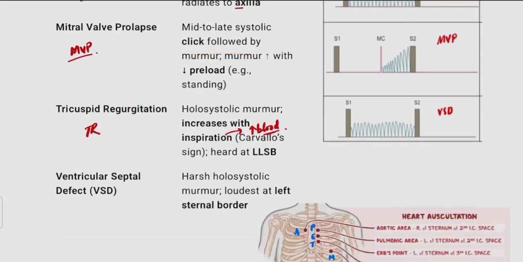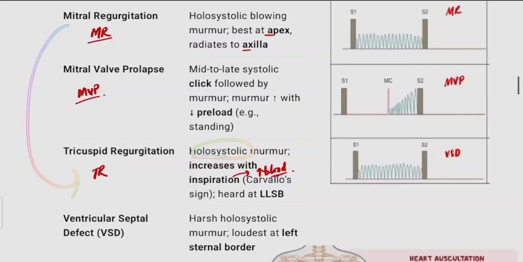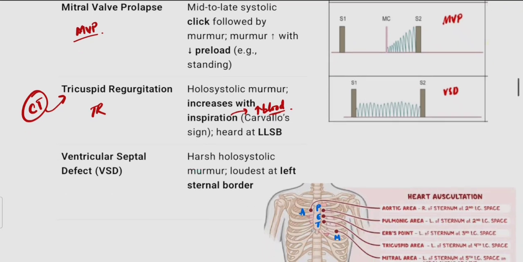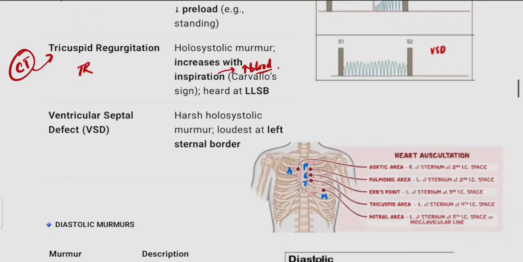Tricuspid regurgitation is again holosystolic. This is a sibling of MR, so same thing, holosystolic murmur that increases with inspiration. This is Carvallo's sign. Remember Carvallo's sign in tricuspid regurgitation: with inspiration more blood comes in, and that is why it increases. It is heard best at the lower left sternal border, where you have the tricuspid area, which is PET, remember 2, 3, 4.